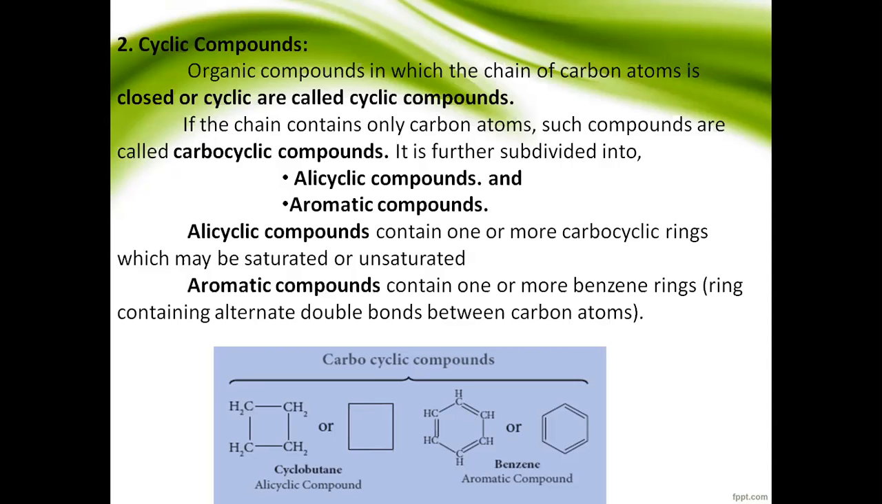These are the classification of organic compounds based on the pattern of carbon chain. There are two types: acyclic and cyclic compounds. Acyclic compounds divide into saturated and unsaturated compounds, and cyclic or closed chain compounds are divided into carbocyclic and heterocyclic. Carbocyclic is further divided into alicyclic and aromatic. But other than carbon, organic compounds contain atoms like hydrogen, oxygen, nitrogen, etc. bonded to the carbon atoms.